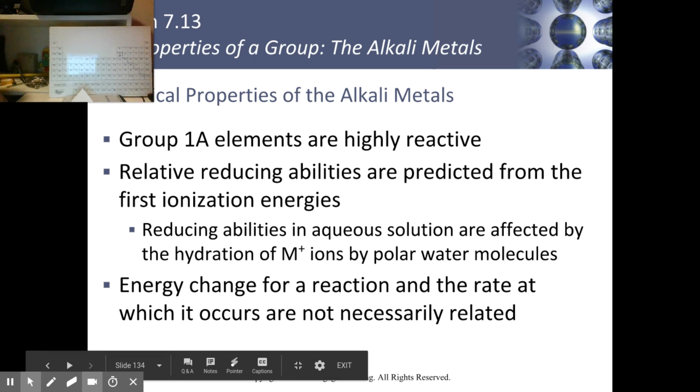Group 1A elements are highly reactive. Their relative reducing abilities are predicted from the first ionization energy. By reducing, we're going back to redox. The energy change for a reaction and the rate at which it occurs are not necessarily related.